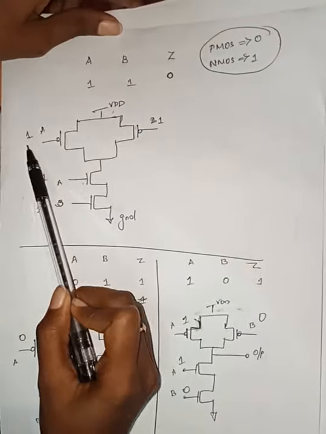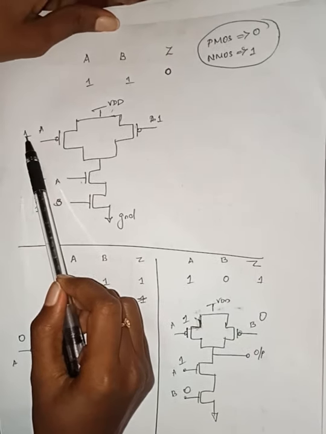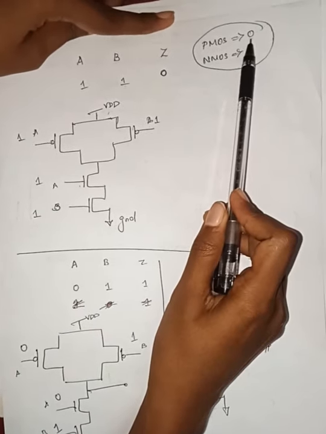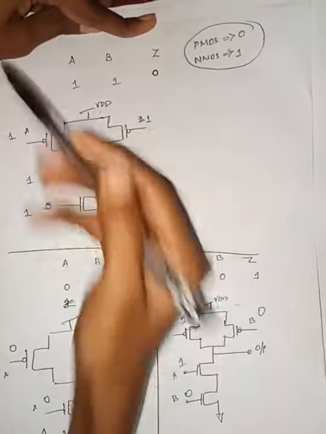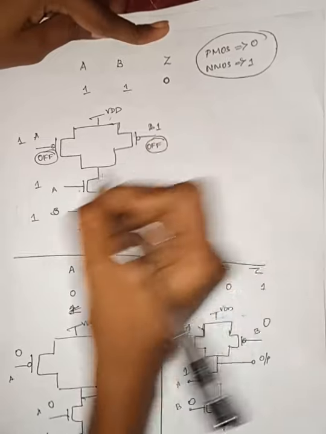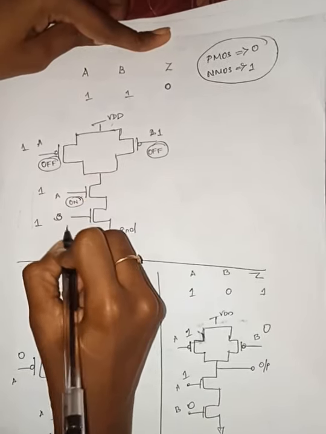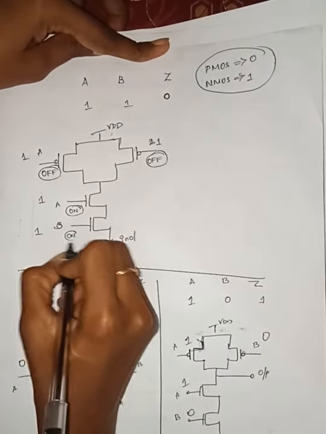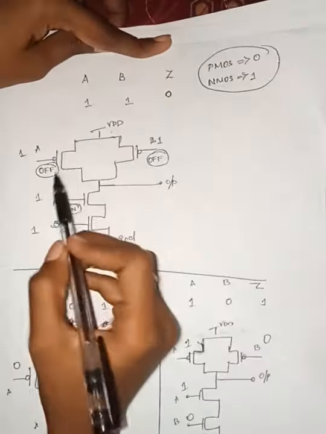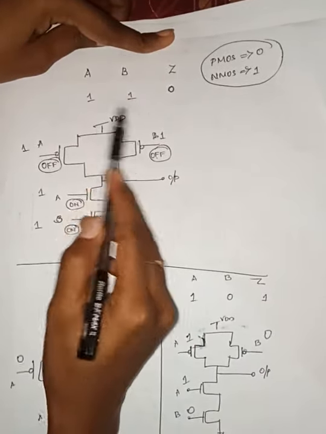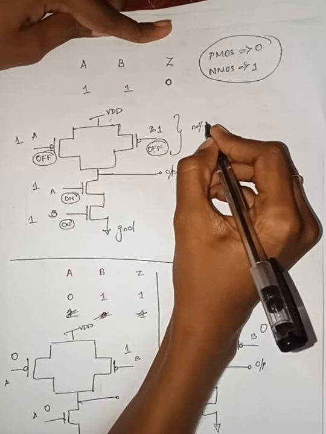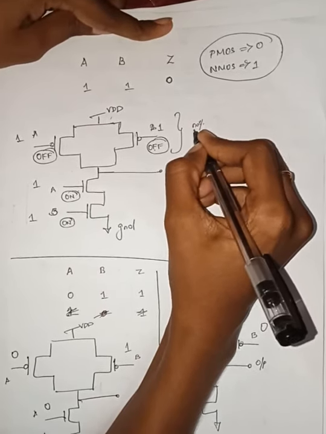So here we have given input as 1 for A and input as 1 for B. Normally PMOS gets on when input is 0. Here we are giving 1, so PMOS gets off. Here also PMOS gets off and NMOS gets on as input is 1. So at the middle of its connection, we derive its output. When it is off, it is open circuited. This pull-up network will not pass any signal.